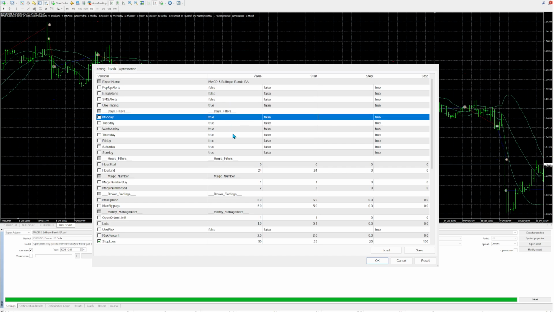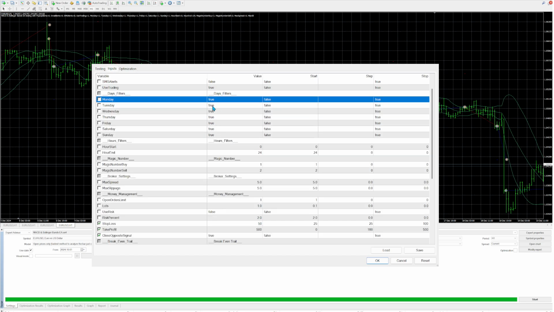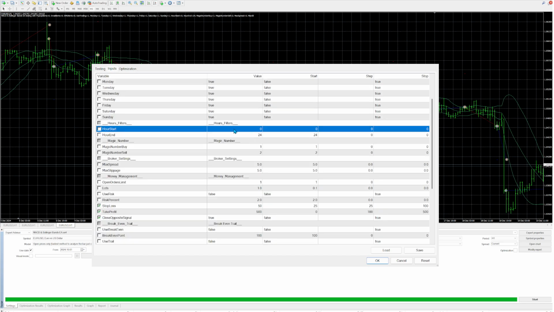Days filters, self-explanatory: the days of the week that you want the EA to be able to trade. Same with the hours. You can choose the hours you'd like to trade. Perhaps if you're using a momentum-based trading strategy, you might want to trade during active hours on the particular instrument. For example, if you are trading the euro dollar, you might just want to set it to trade when the London and the NY trading sessions are both open.